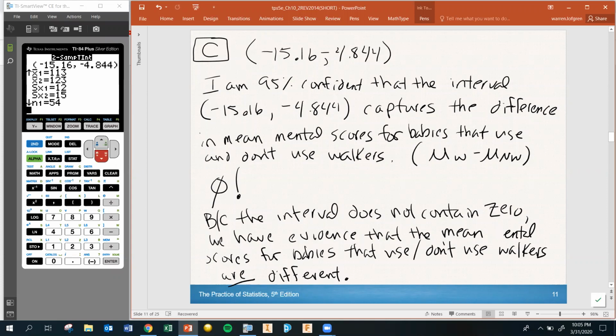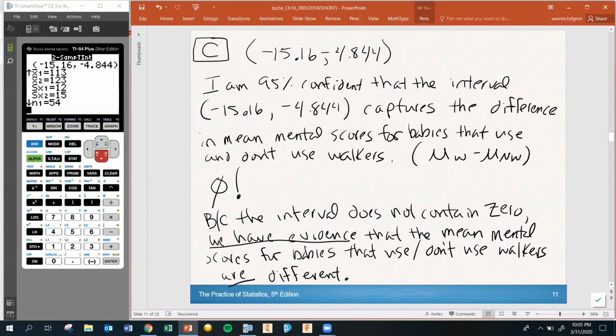And answering that answers the question. The question just said, do you have evidence that the mean mental scores for babies that use and don't use walkers are different? And I'm answering that, yes, we do have evidence right here. We have evidence. And the evidence comes from that interval.